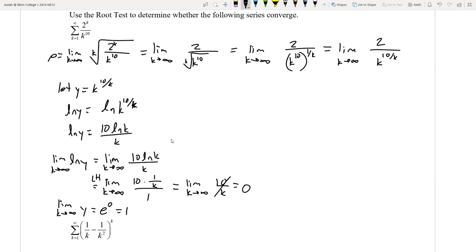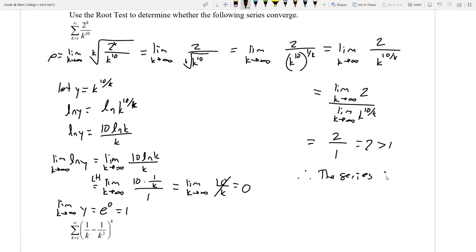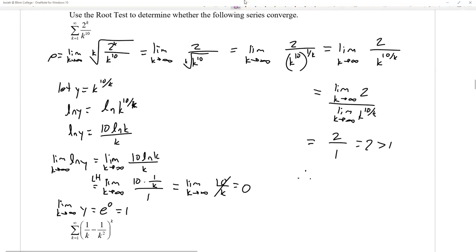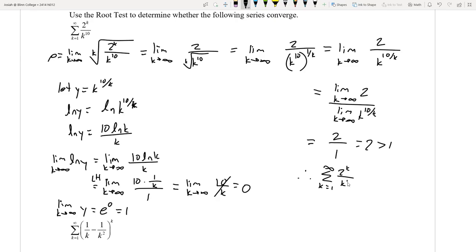All right, so we take that limit and we apply it back up here. So we can, using our limit laws, apply it to both the numerator and denominator. We get 2 over 1, which is 2, greater than 1. Therefore, the series diverges by root test. We say what the series is. So therefore, the series k equals 1 to infinity of 2 to the k over k to the 10th diverges by root test.